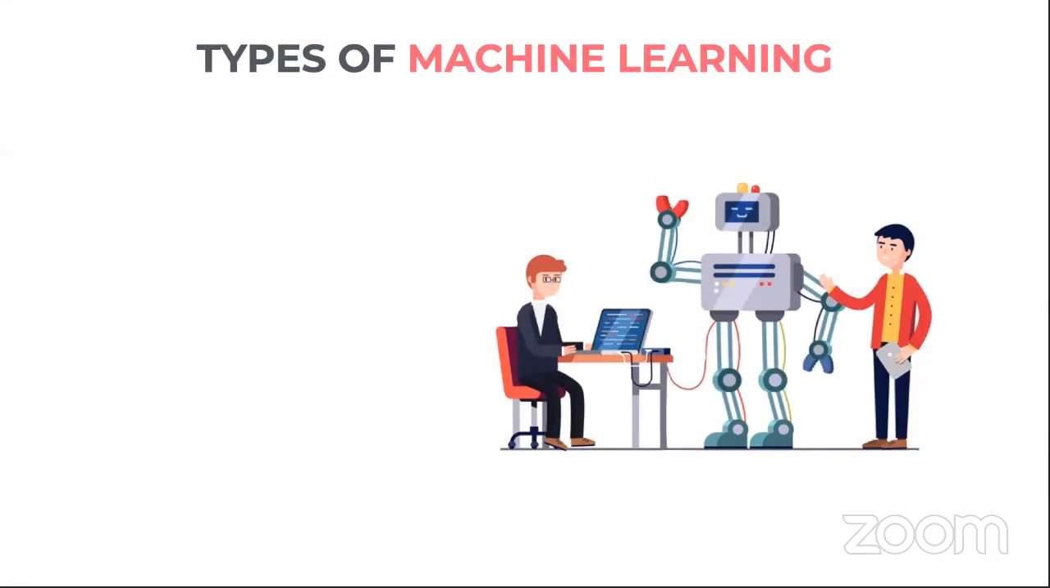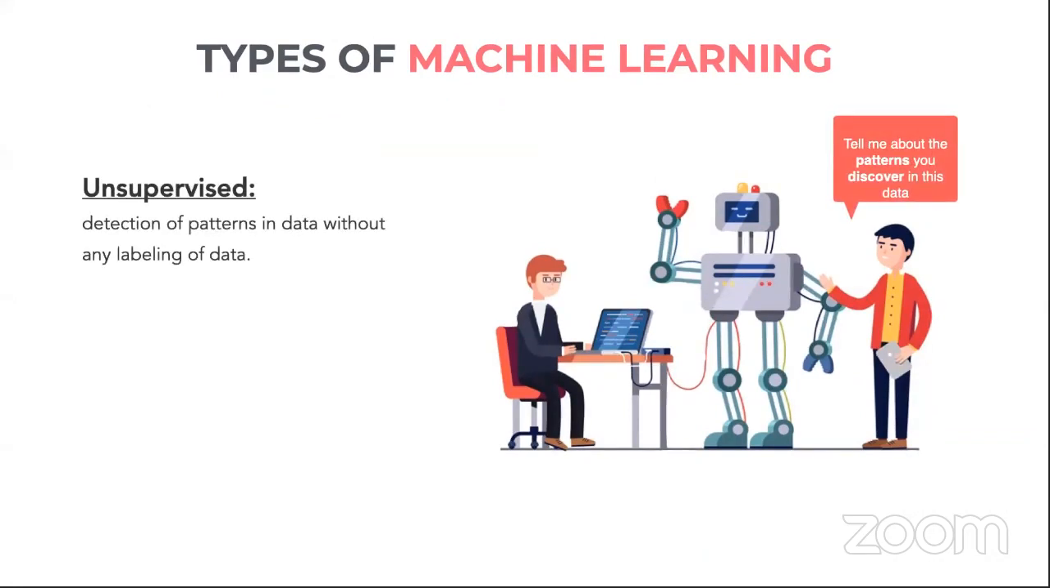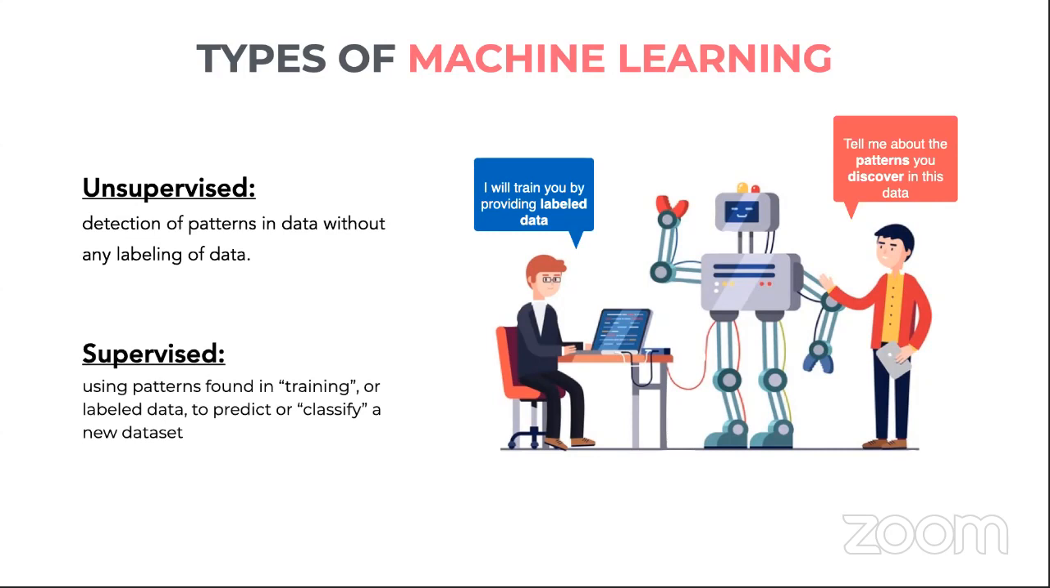So what is machine learning? There are two different types of machine learning. The first one is when we ask the machine or the algorithm to detect patterns that could be discovered in the data, and that's called unsupervised machine learning. The second is supervised machine learning, when we train a model to predict or classify a new data set.